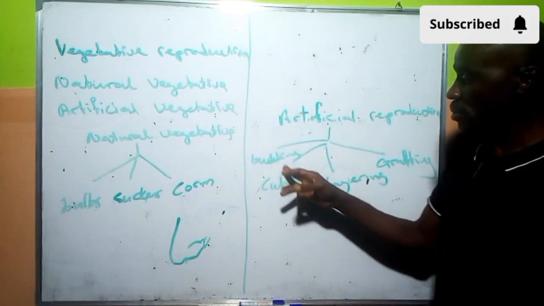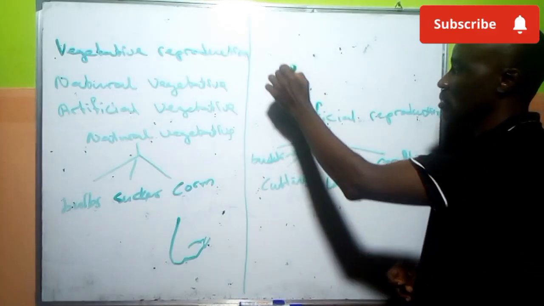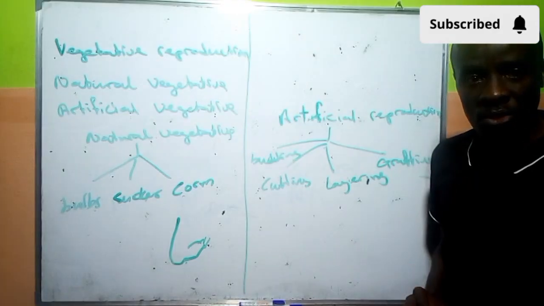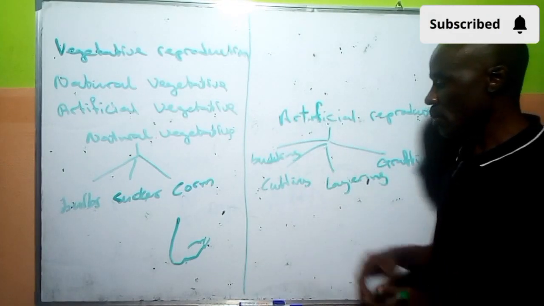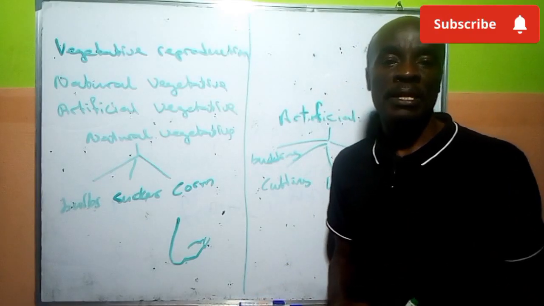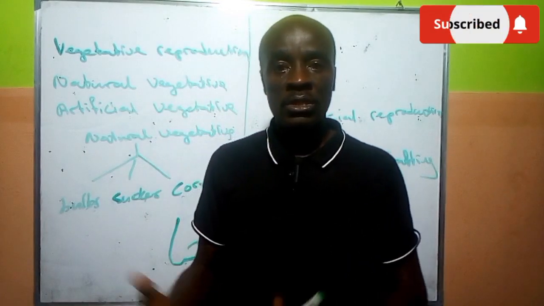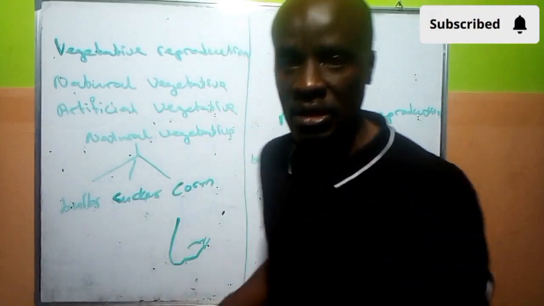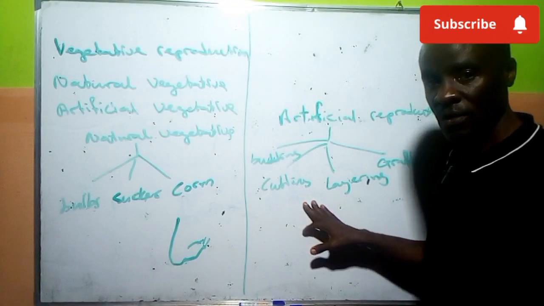we have budding. This is where you cut out a bud from another plant and insert it in a new plant so that it grows from there. So that's one of them. The other one we'll talk about is cutting, as in ornamental planting. You can see that we use some flower cuttings to get a full plant. This is a good example of artificial vegetative reproduction.